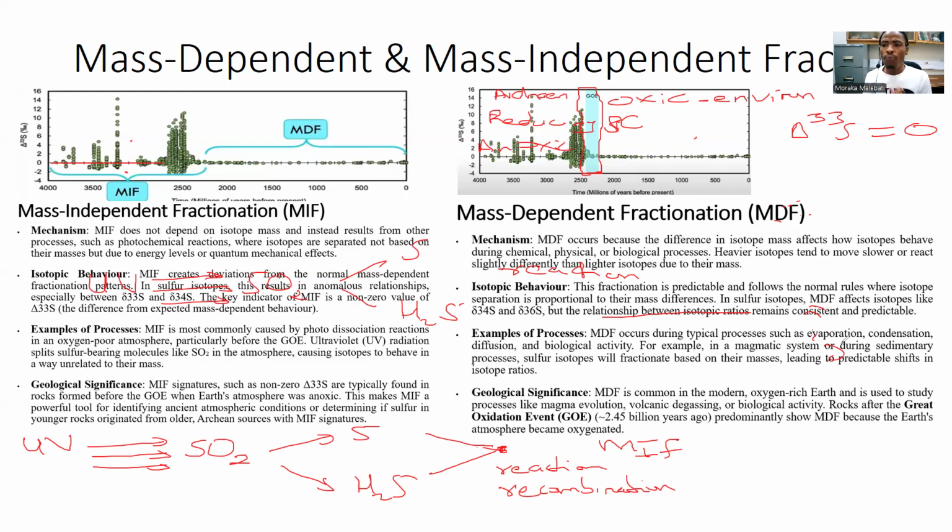All right. But we are not saying that the photochemical separation is not happening today. It is still happening today, but the problem is after this dissociation, there's going to be a recombination. There's going to be a reaction, making the MIF signatures not to be preserved. All right. I hope you understand.